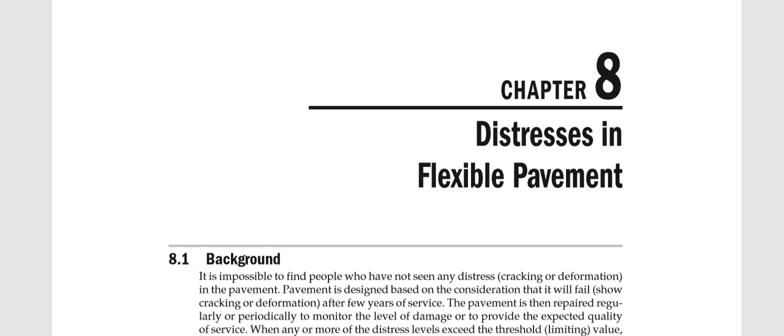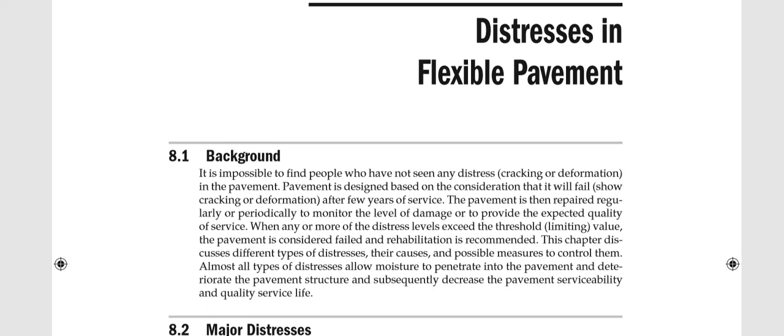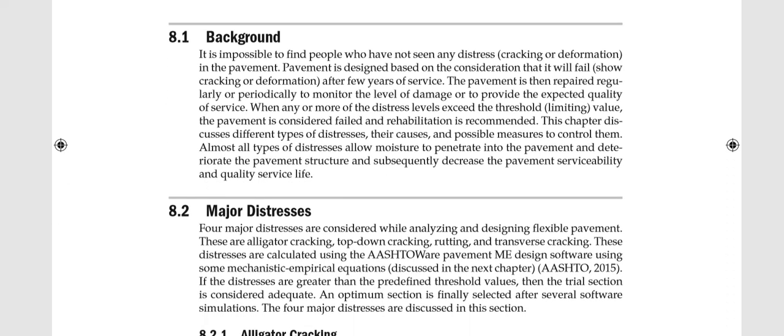Let us start chapter 8 of our highway design class. It is distresses in flexible pavement. Distresses means the damage in pavements. Two types of distresses occur. One is major, the other one is minor. In this video we will do only major distresses.